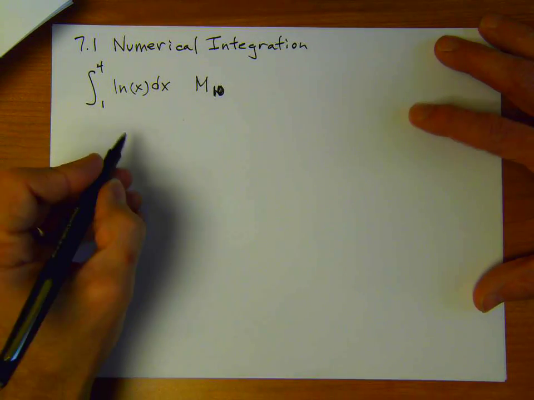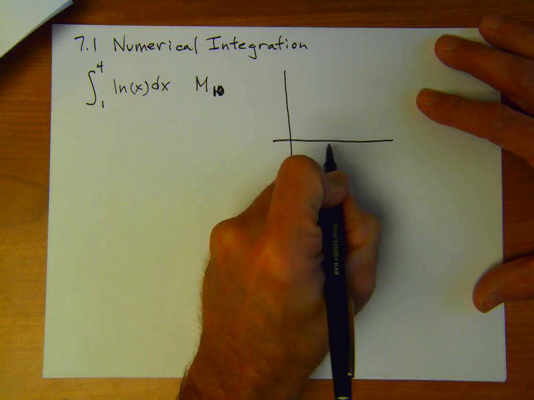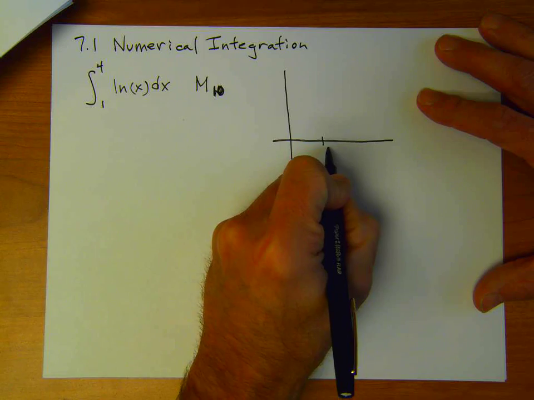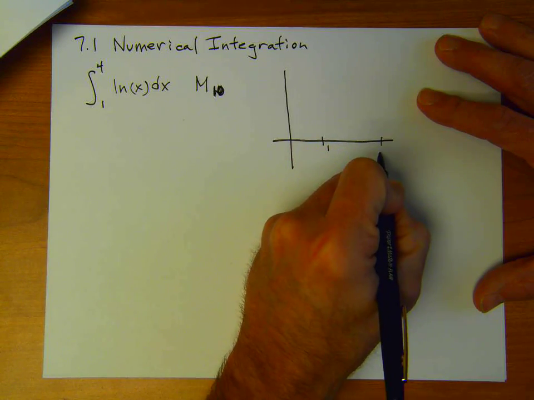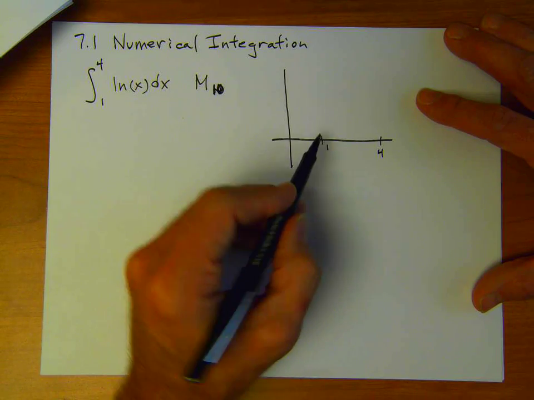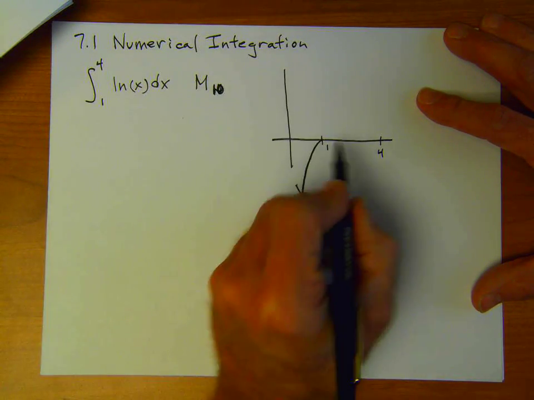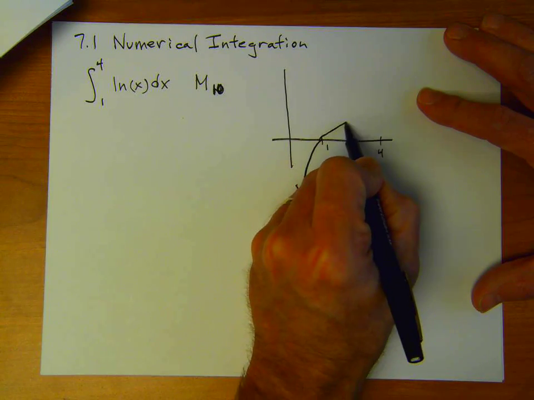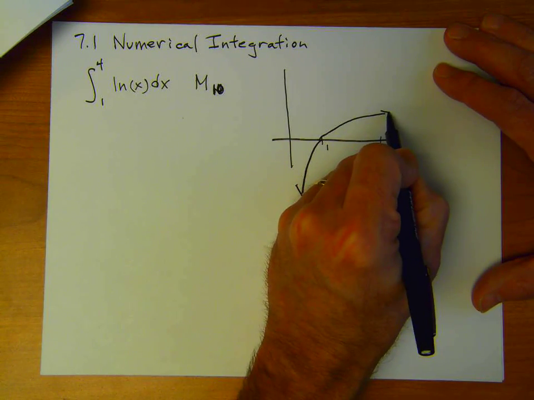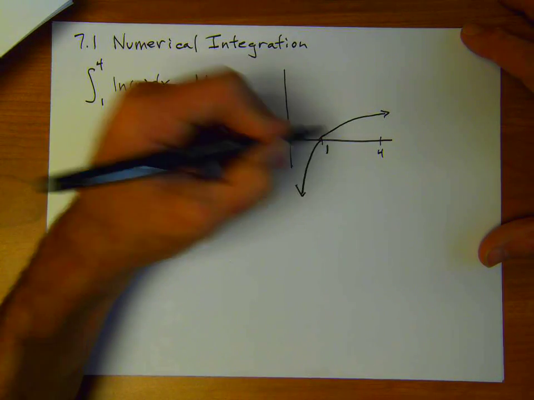So let's just real quick graph this. There's 1, and then we'll just call that 4. Now, if you recall, natural log goes through this point, so it comes up this way, and then it kind of levels off, increases without bound, but it increases at a slower rate as x gets larger. So this is what it looks like.